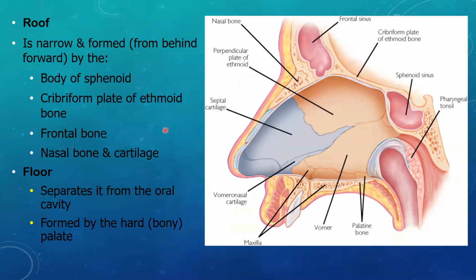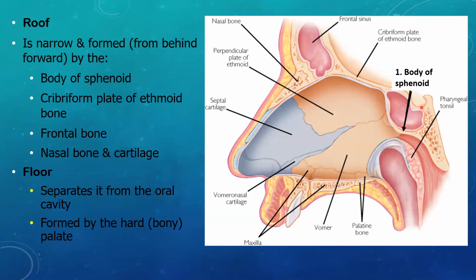Now, the roof is narrow, and it is formed by certain bony structures. We are going from posterior to anterior. So the first one is this bone, known as the body of sphenoid. This is the sphenoid bone.